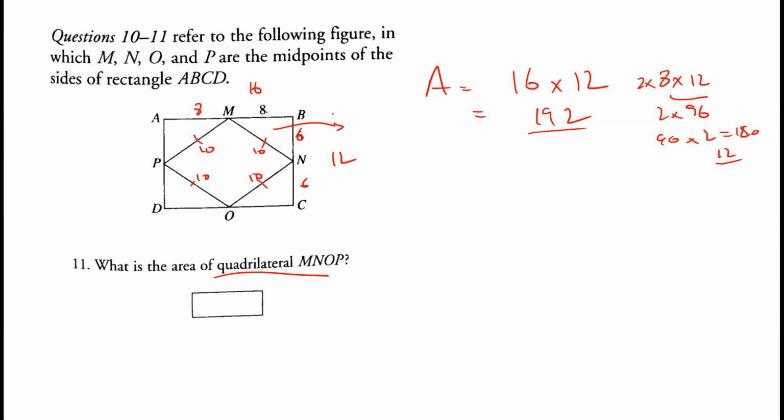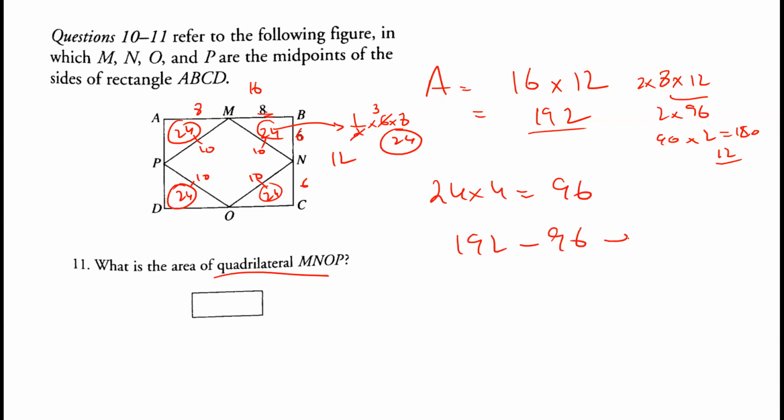Now what will be the area of this triangle? So this triangle would be half into 6 into 8, or half into base into height. That is 24. So we have 24. We have 4 triangles, each having an area of 24. So 24 into 4 equals 96. So 192 minus 96 equals 96. So if the total area is 192 and we subtract all of these triangles, we get the area of this MNOP quadrilateral. So it would be 96. So the correct answer is 96.